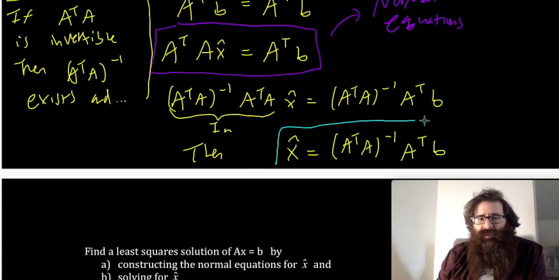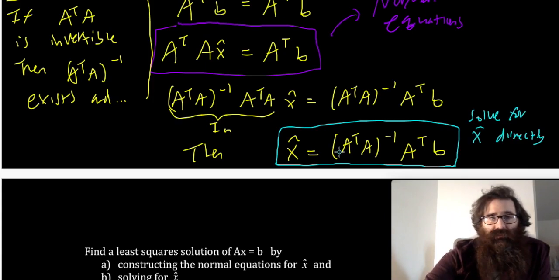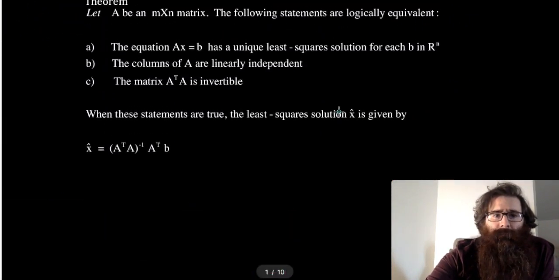We're not going to focus on this so much. I really like the normal equations. I hope you like the normal equations too. It gives us an augmented system to solve, but this gives us a way to solve for x hat directly using inverses. But these are the two pieces that we have from our theorem, right?